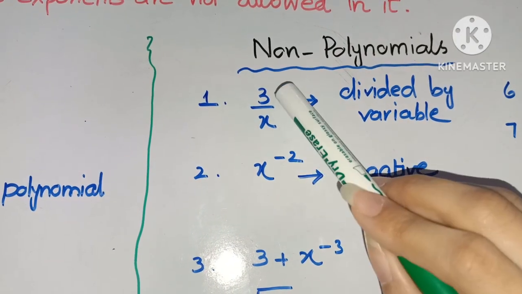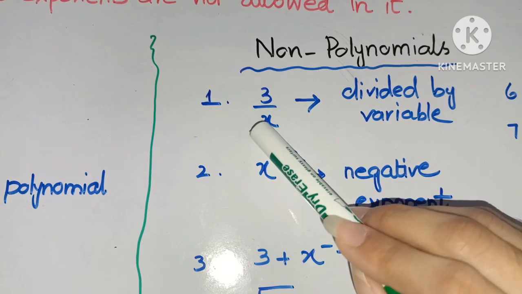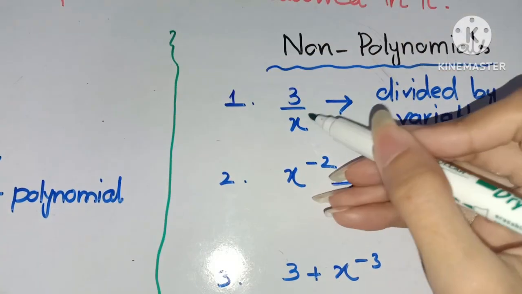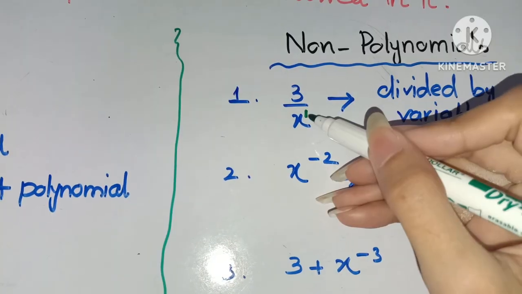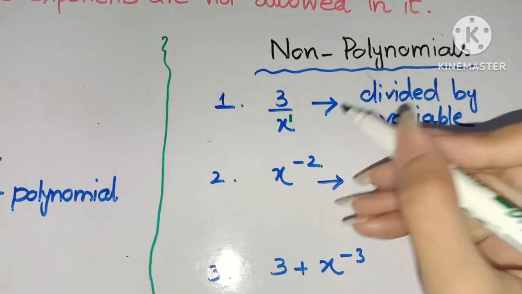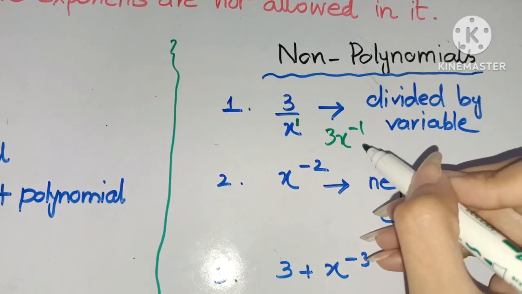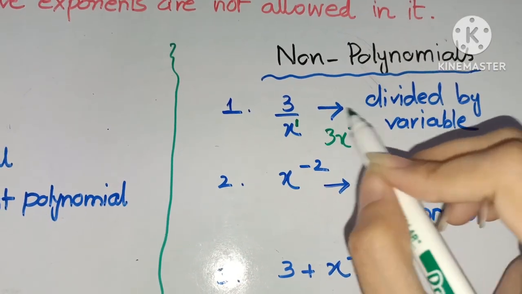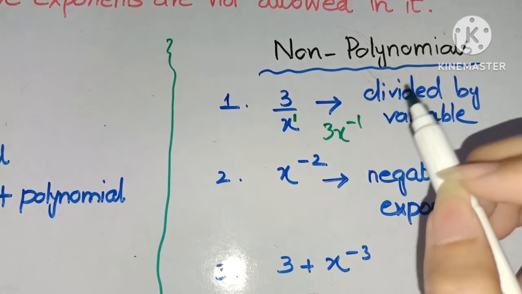Because when you shift it upwards, it will have a power of minus 1. Here is a power of 1, so when you shift it upwards, this plus 1 power will be converted into minus 1. So this will become 3x to the power minus 1, which is not acceptable in polynomial expressions. These types of terms are not acceptable in polynomials.